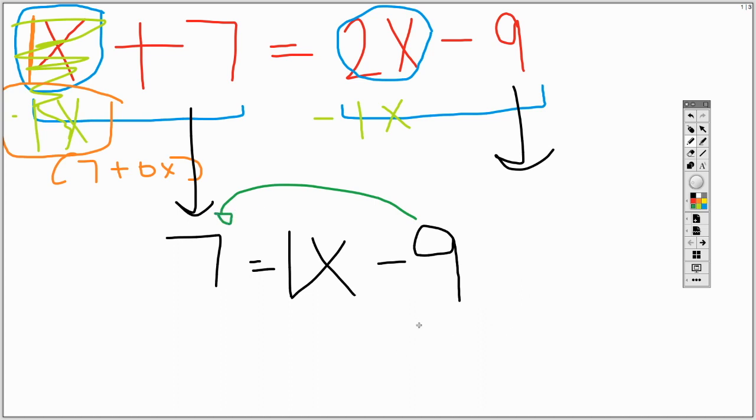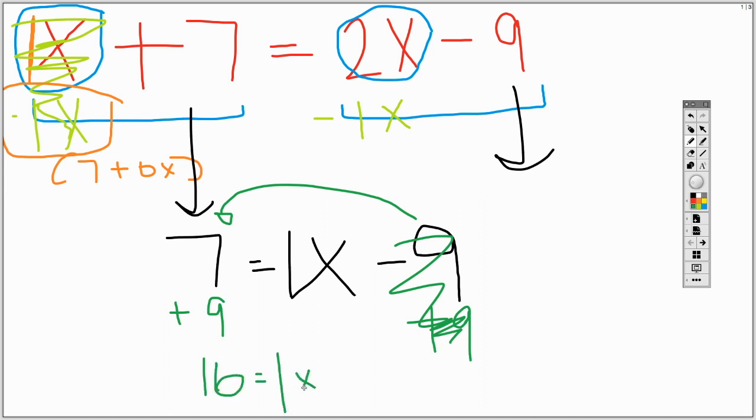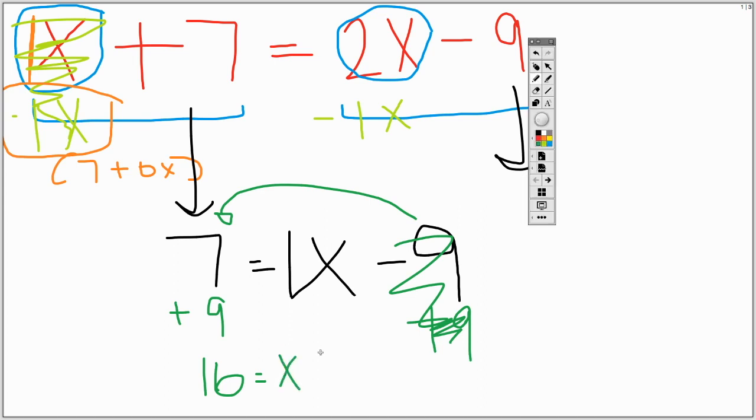And what number can we add or subtract to make it 0? That would be plus 9. So plus 9 over here. And then just get rid of this. And that would give us 16 equals 1x. So our answer is 16 equals x. And then you can check it. But if you did not understand this completely, it's all right.